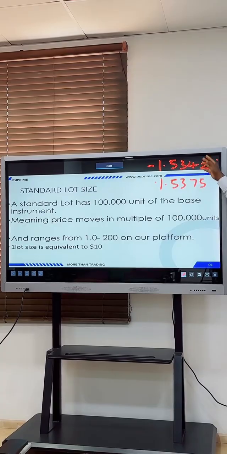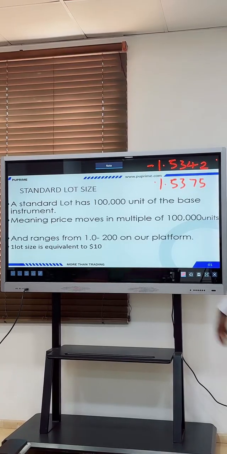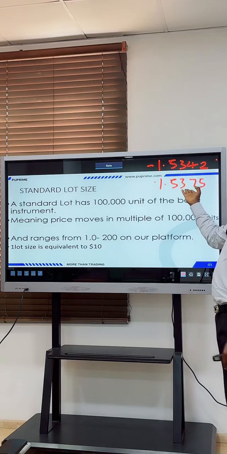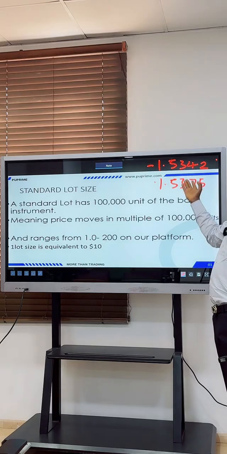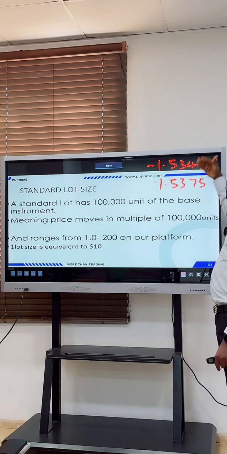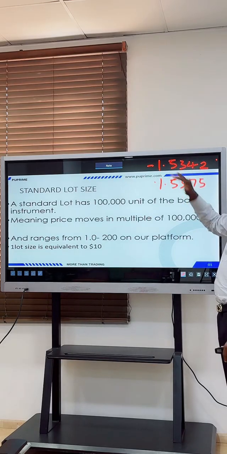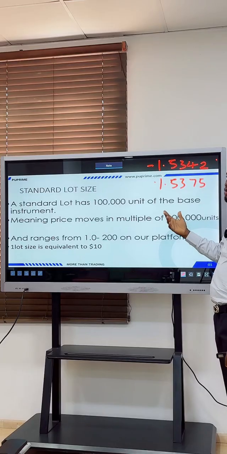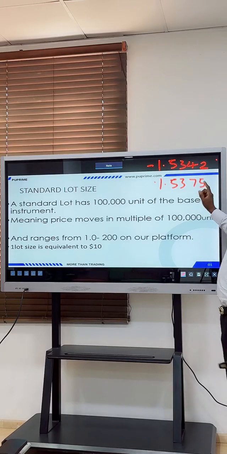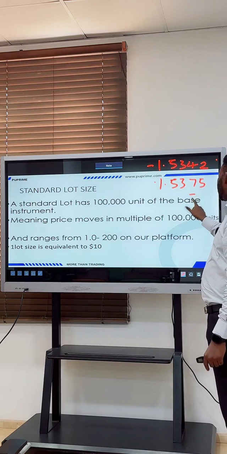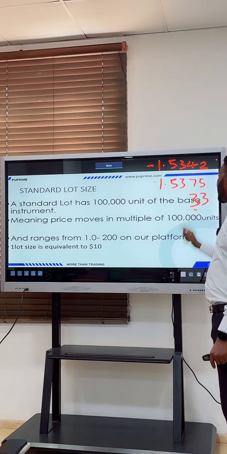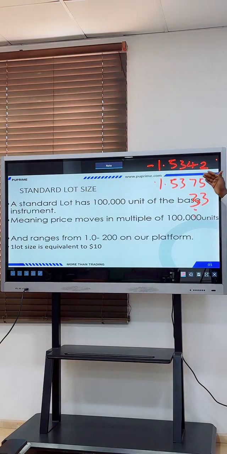Now, this is 75, and this is 42, and that's 33. What may seem confusing is that the one below is actually larger than the one above, but you can just interchange it and do the calculation. You get the same result. So this is going to be 33, which means this market has actually moved by 33 pips.